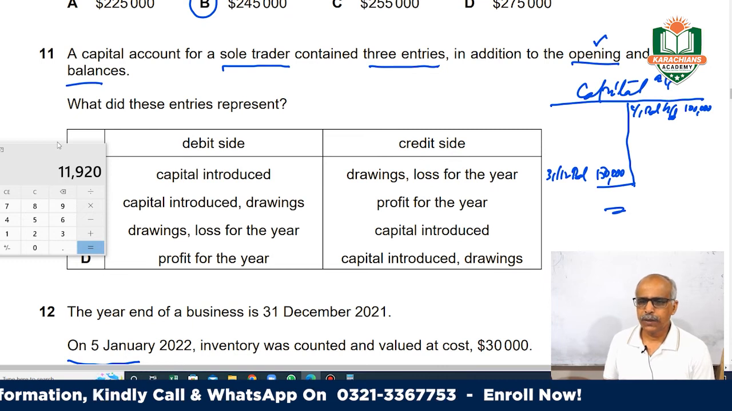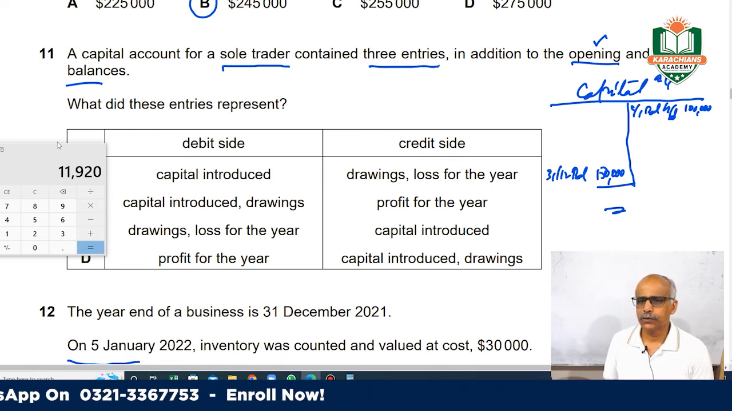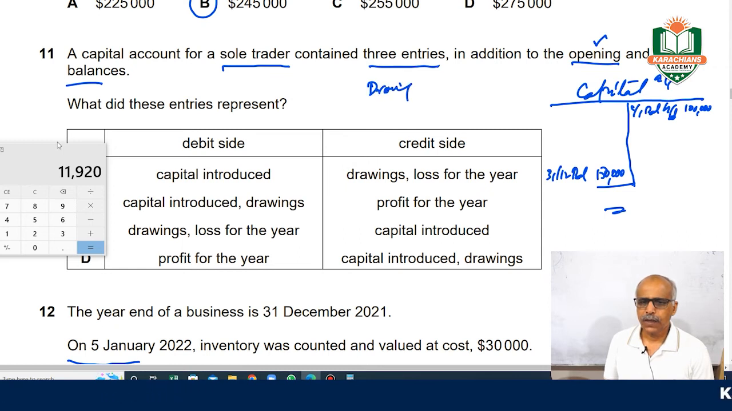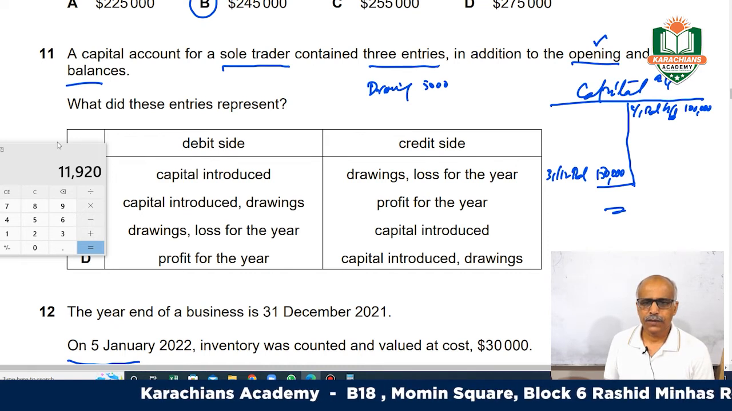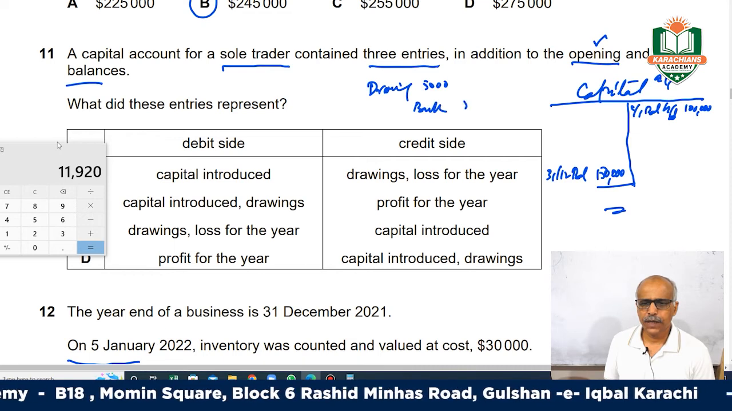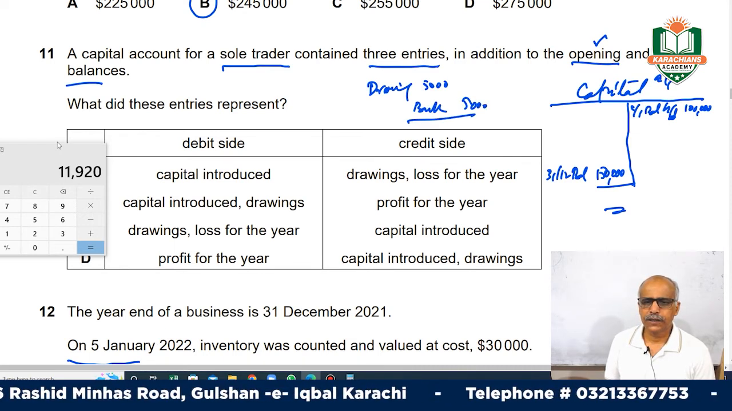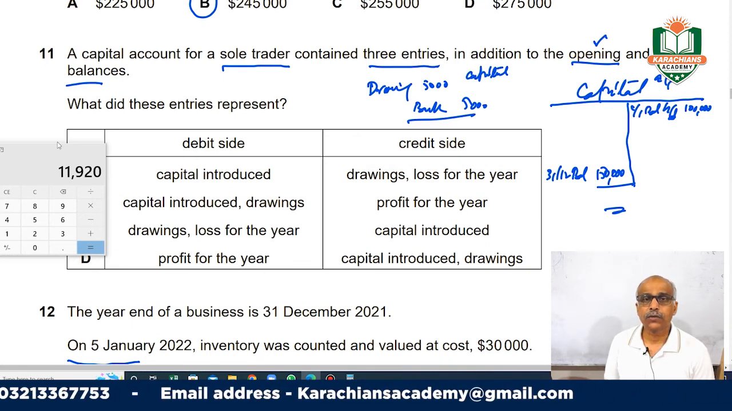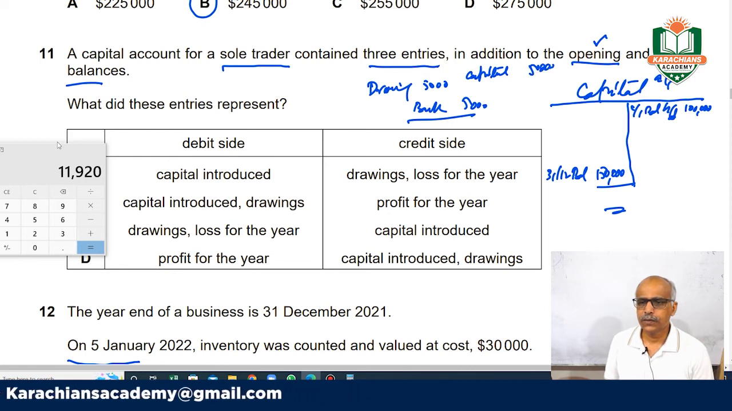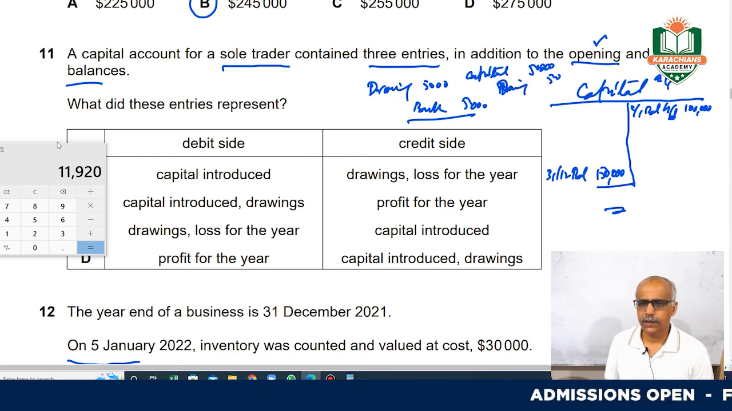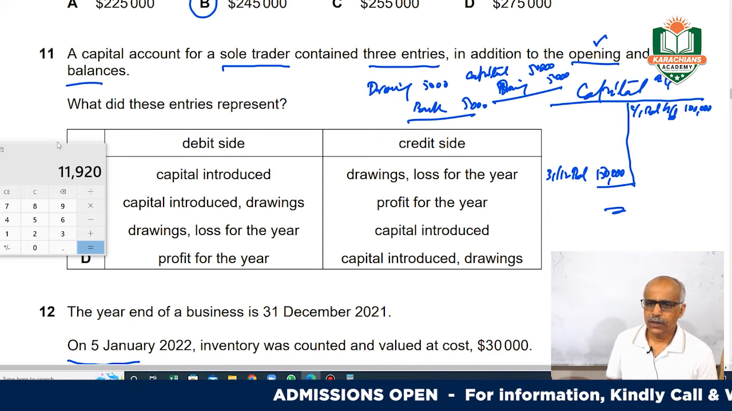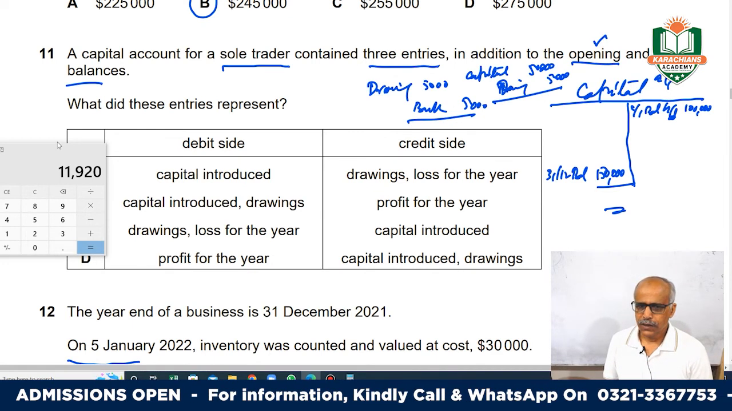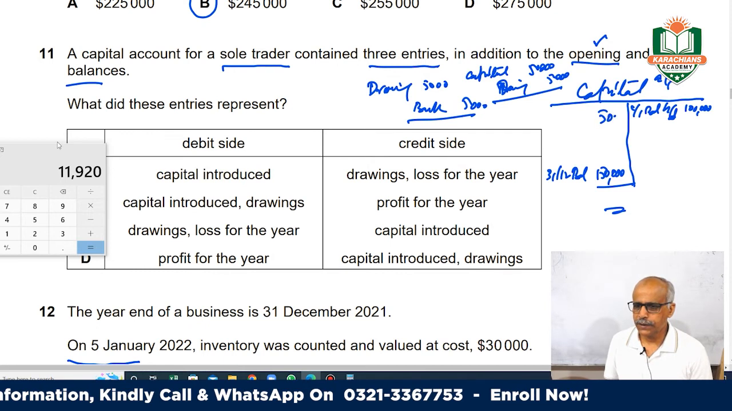Now there are three entries which you normally do. If you are doing a drawing, if I say 55,000 drawing, what entry will you make? If you are drawing some cash, this drawing will get adjusted with your capital. What would the next entry be at the closing of the year? You will do capital debit and drawing credit. So number one entry is drawing, which will appear on the debit side.